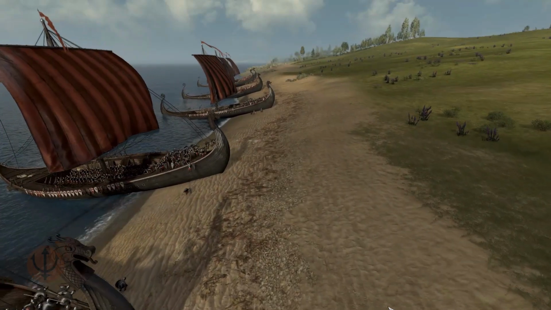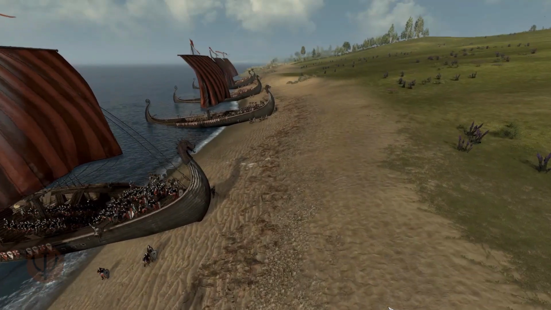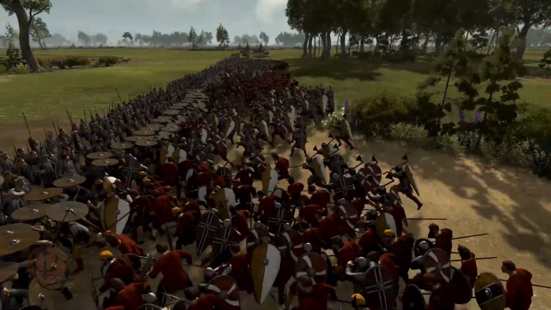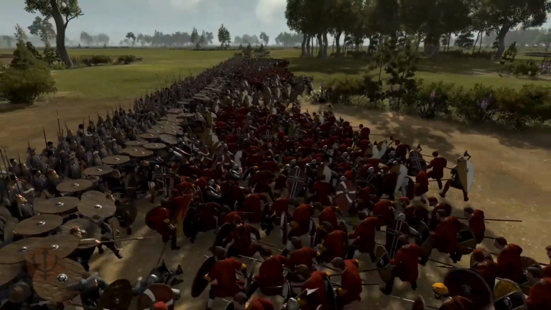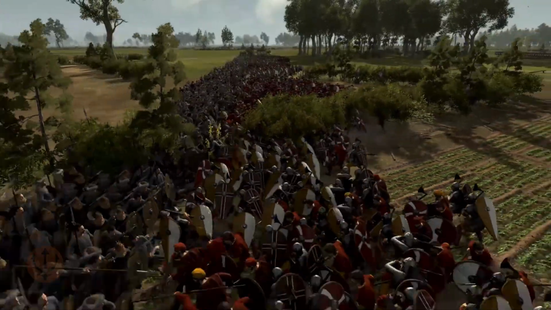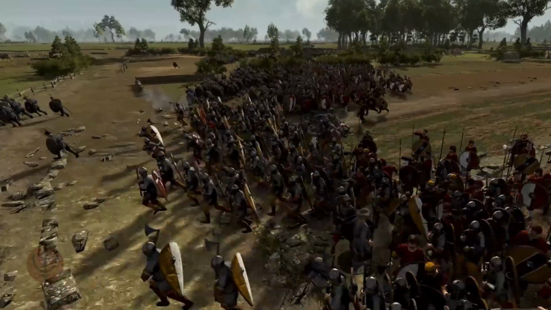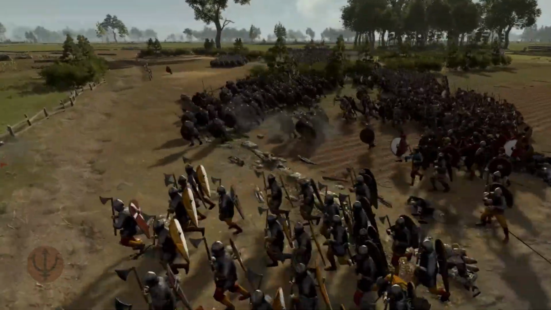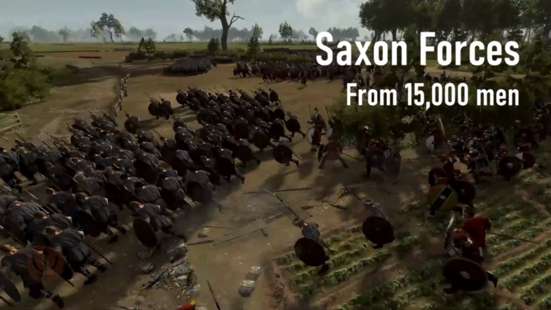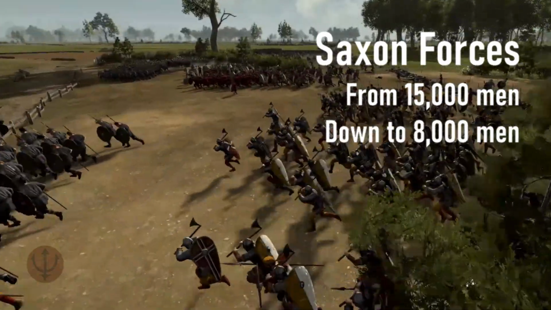William and his men arrived on the Saxon shore unopposed, as King Harold Godwinson and his army of Saxons were busy fighting a Norwegian army who had invaded their lands to the north. After a brutal battle, Harold successfully routed the invaders, but they also suffered significant losses. His force of 15,000 was reduced to about 8,000 men.